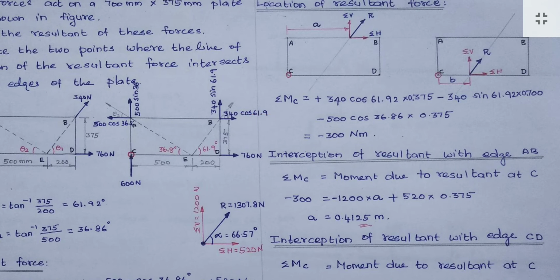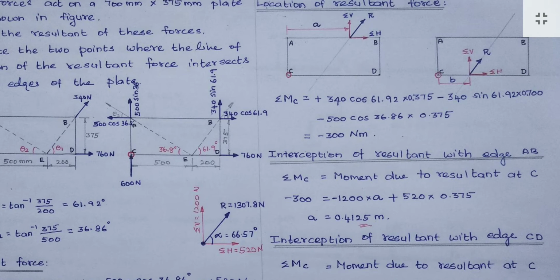So the force value is 340 cos 61 into the perpendicular distance. Here this force's line of action is horizontal, right? So the perpendicular to this line of action means this distance. You have to understand very clearly that we have to find the perpendicular distance of the force up to the point C, up to the hinge point. This force is acting horizontally, so this vertical distance 375 is our distance up to the point C.